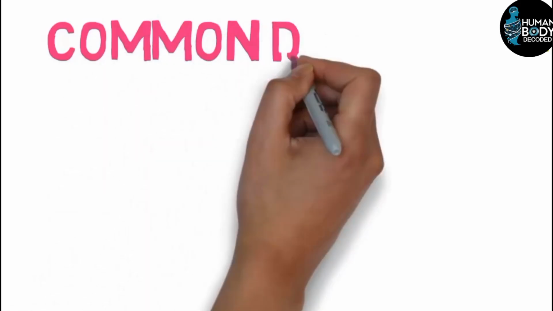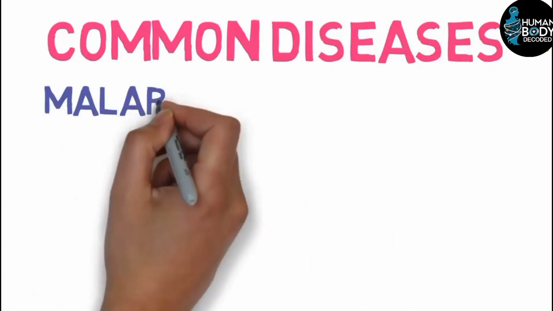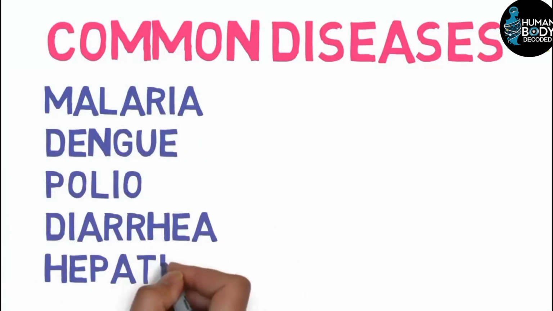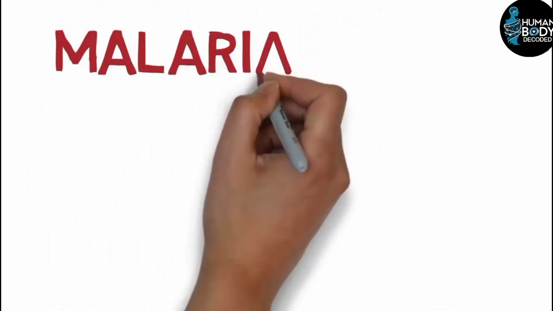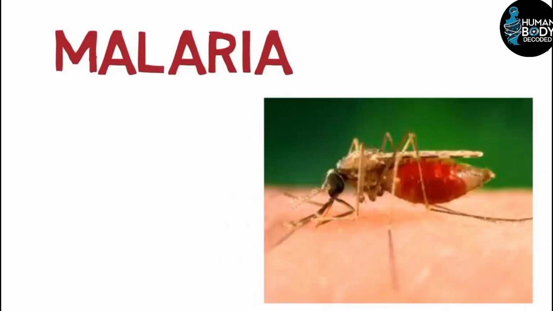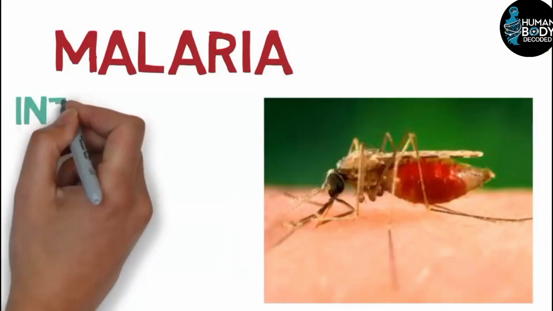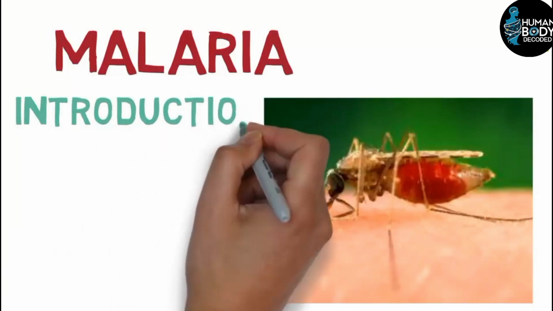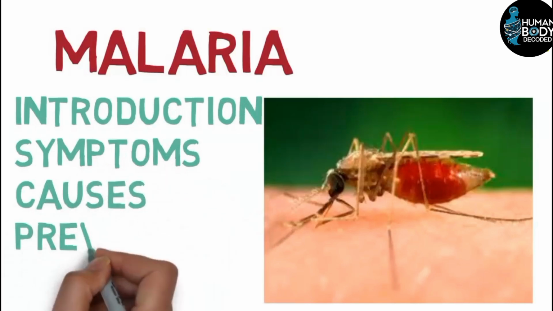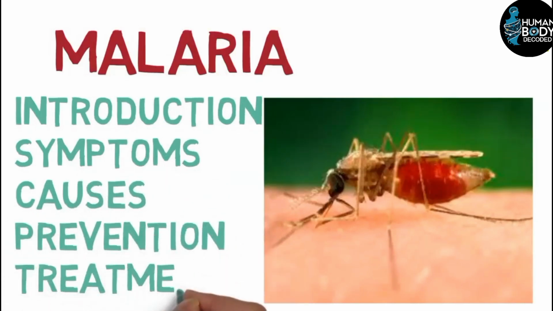There are various common diseases that are widespread and affect many people, such as malaria, dengue, polio, diarrhea, hepatitis. Today, we'll focus on malaria, a disease caused by mosquitoes. In this lesson, we'll cover an introduction to malaria, its signs and symptoms, causes, prevention, and treatment.